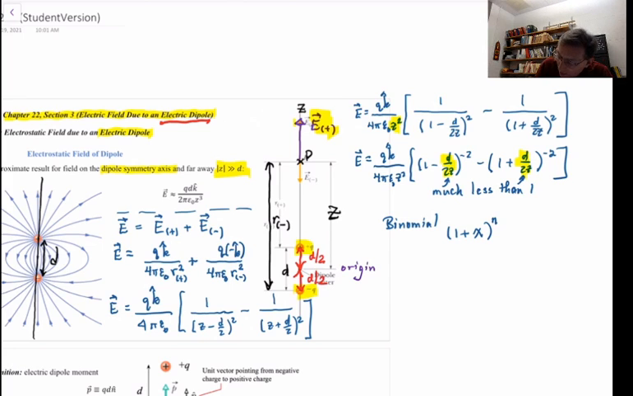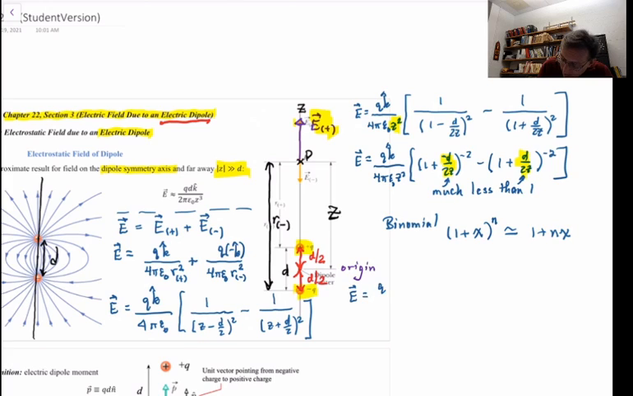And when the x is small compared to 1, there's a famous approximation to the binomial: 1 plus n times x. And I'm going to use that. And I'm going to use that for those two binomials. I'll think of the first binomial as 1 plus negative d over 2z. And the power will be negative 2. And I'll use this so-called binomial expansion.